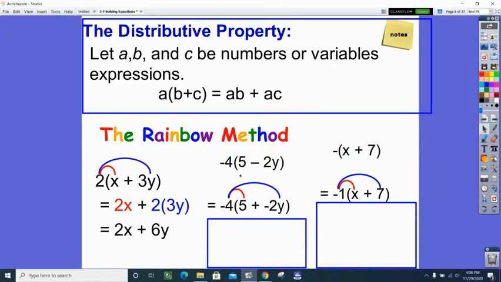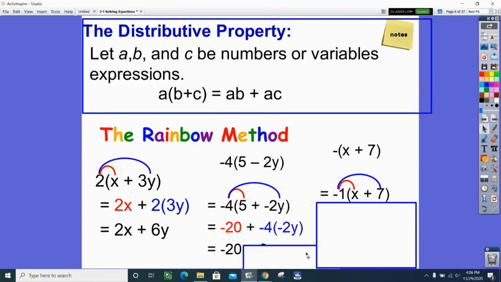Now over here, we've got -4 times a group that has a subtraction. And sometimes people have a hard time seeing this. So again, we could same, change this. We could change that minus to plus a negative. -4 times 5 is going to give me -20, plus -4 times -2. A negative times a negative would be a positive 8y. So when I do that multiplication, I'm looking at that. And no, we're not going to make this -12y.